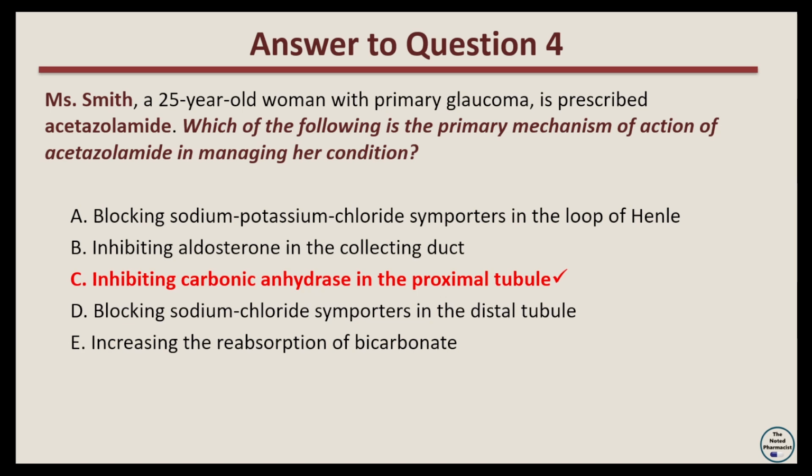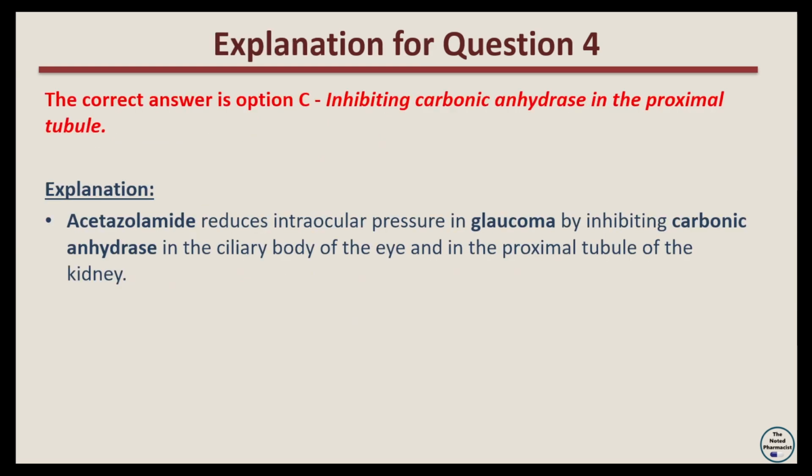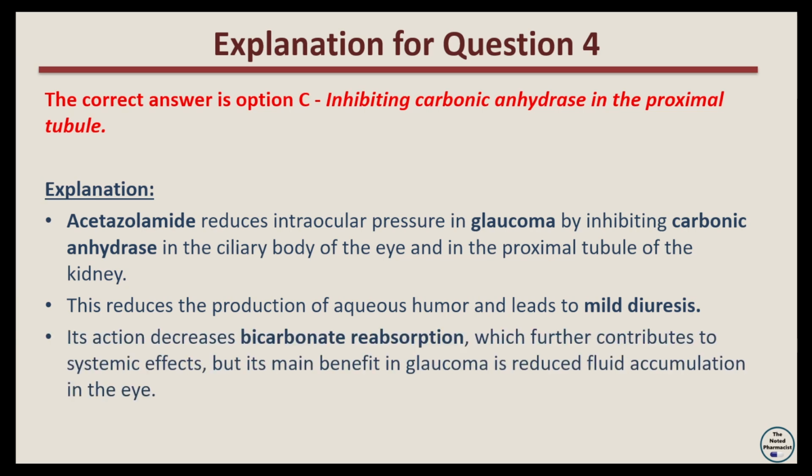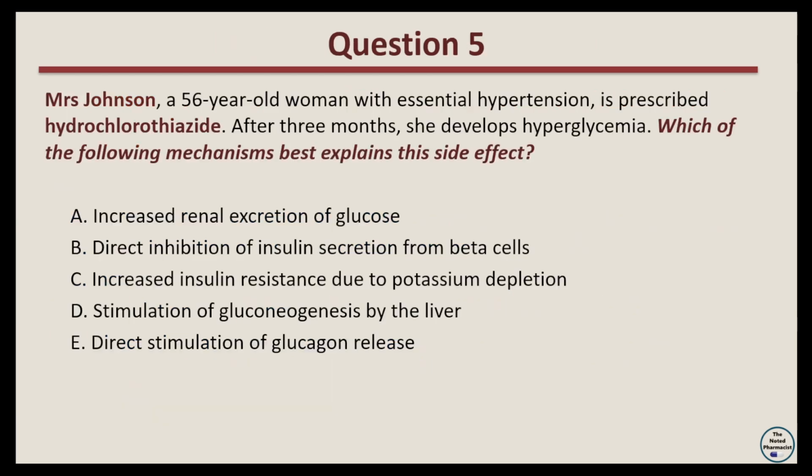The correct answer is option C, inhibiting carbonic anhydrase in the proximal tubule. The explanation is that acetazolamide reduces intraocular pressure in glaucoma by inhibiting carbonic anhydrase in the ciliary body of the eye and in the proximal tubule of the kidney. This reduces the production of aqueous humor and leads to mild diuresis. Its action decreases bicarbonate reabsorption, which further contributes to systemic effects, but its main benefit in glaucoma is reduced fluid accumulation in the eye.